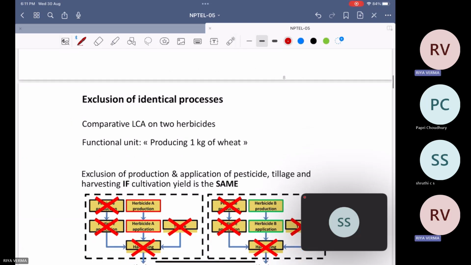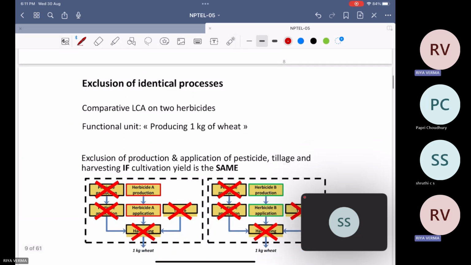Now, exclusion of the identical process. So, comparative LCA on two herbicides. Basically, this is an example where we need to perform a comparative LCA on two types of herbicides. Here, the functional unit we have taken is producing 1 kilogram of wheat. So, the same functional unit will be applied on both the herbicides.